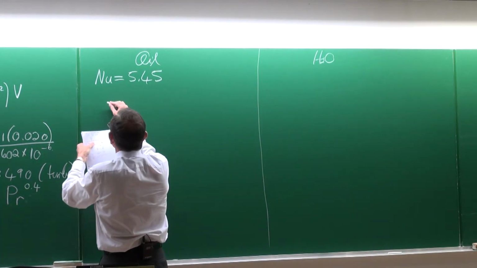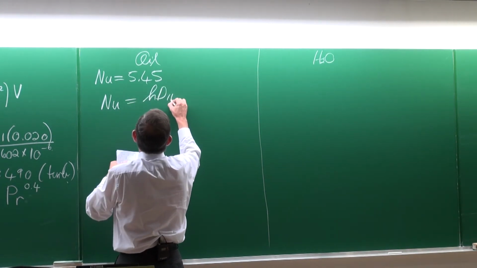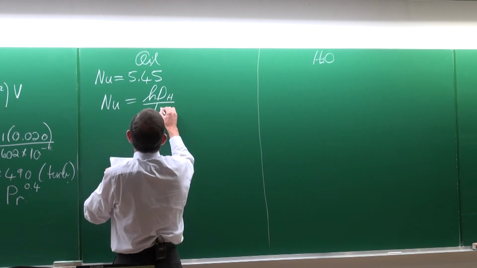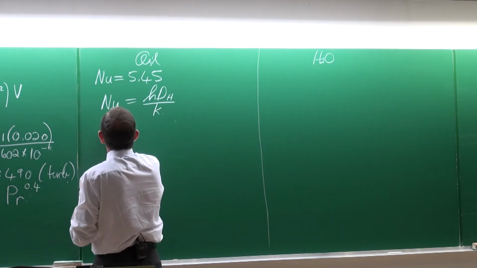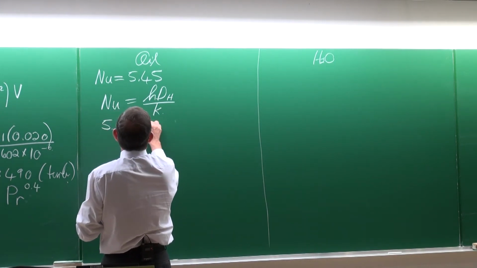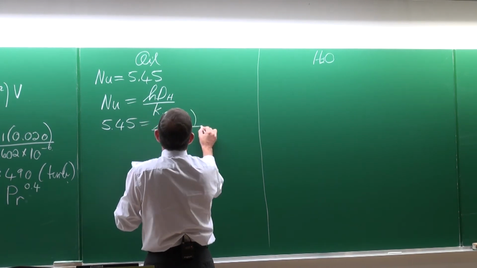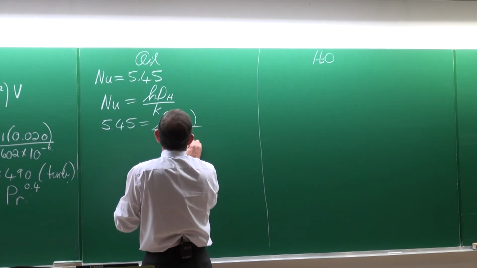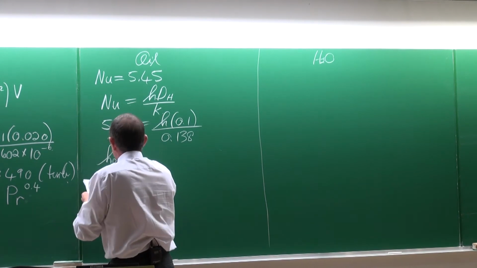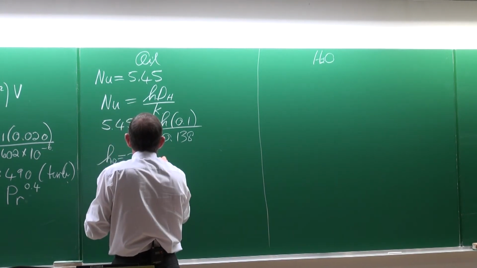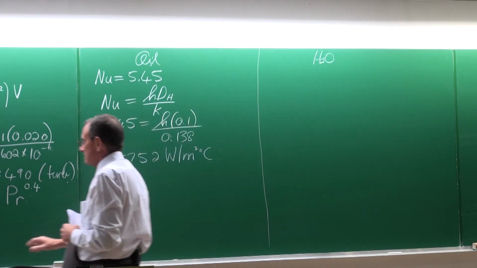If you can't read this, the diameter of the inside divided by the diameter of the outside. The inside is 0.020, the outside is equal to 0.030, and that ratio is equal to 0.667. So for that ratio in that table, you can get the Nusselt number, which is equal to 5.45. This Nusselt number is equal to the heat transfer coefficient multiplied by the hydraulic diameter divided by K. The Nusselt number is 5.45, which equals the heat transfer coefficient multiplied by 0.01 divided by the thermal conductivity, 0.138, and that will give a heat transfer coefficient of 75.2 watts per square meter degree Celsius.